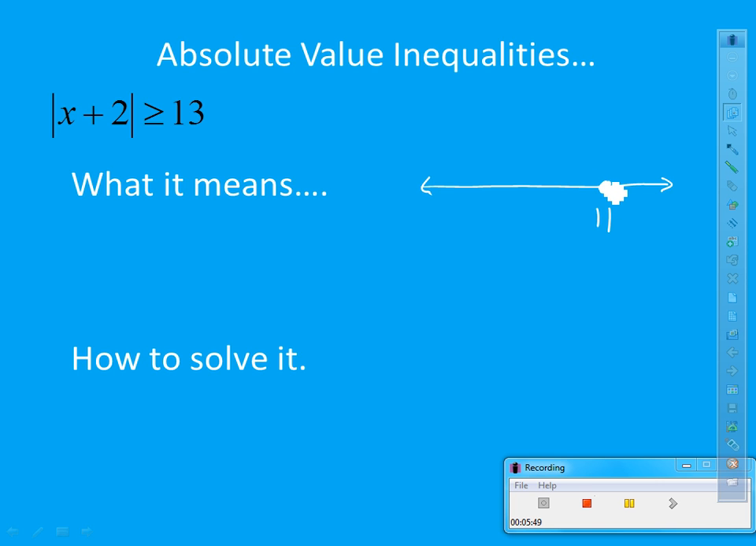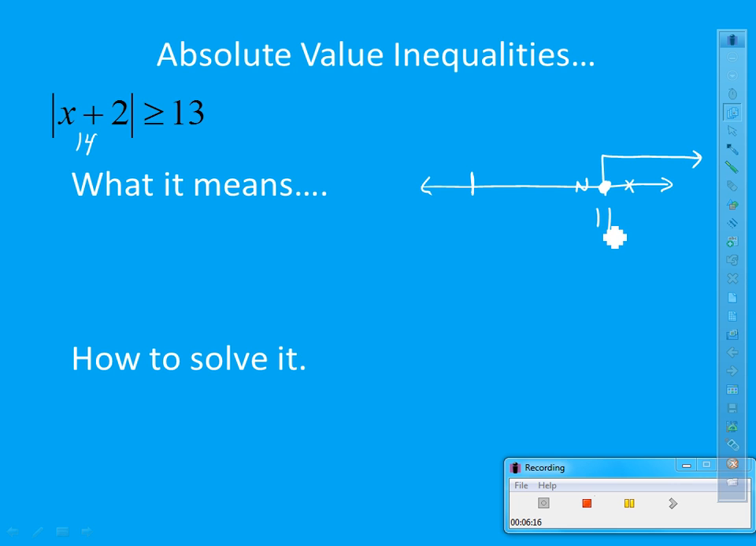Let me see what other kind of numbers I can use. Let me see if I could use a 12. 12 plus 2 is 14. 14 is greater than 13, so I could use a 12, a 13, a 14. I can use any numbers over there. Let me see if I could use a 10. 10 plus 2 is 12. 12 is not greater than 13, so I can't use a 10. There's another number over here.